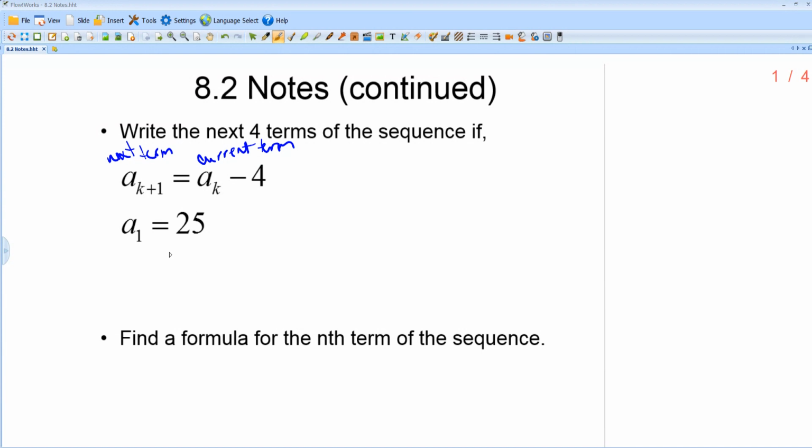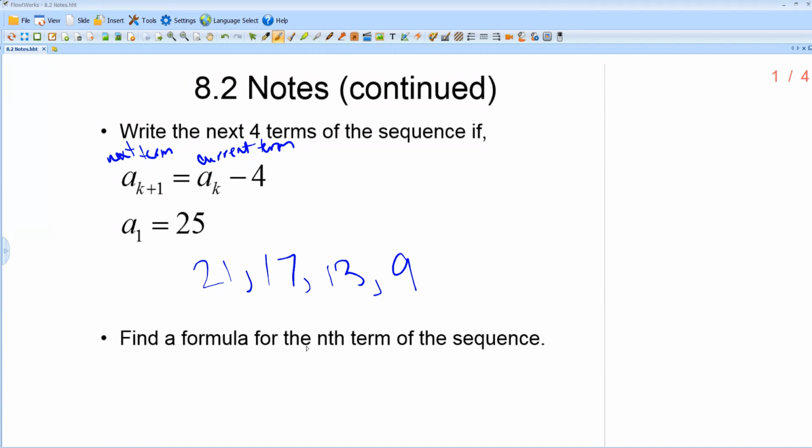So we know our first term is 25. And what this is really just saying to us, in layman's terms, is you find the next term by subtracting 4. So if I start at 25 and then subtract 4, I get 21. And then subtract 4, I get 17. And then subtract 4, I get 13. And then subtract 4, I get 9. I'll stop there because it asks for just the next 4 terms in the sequence.